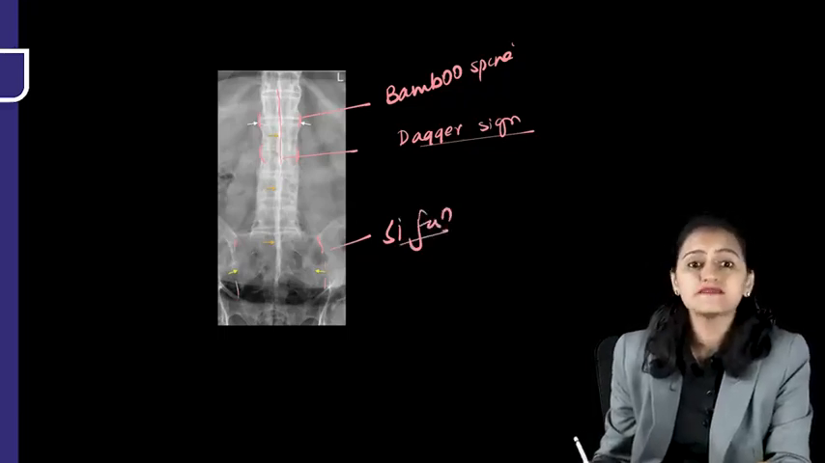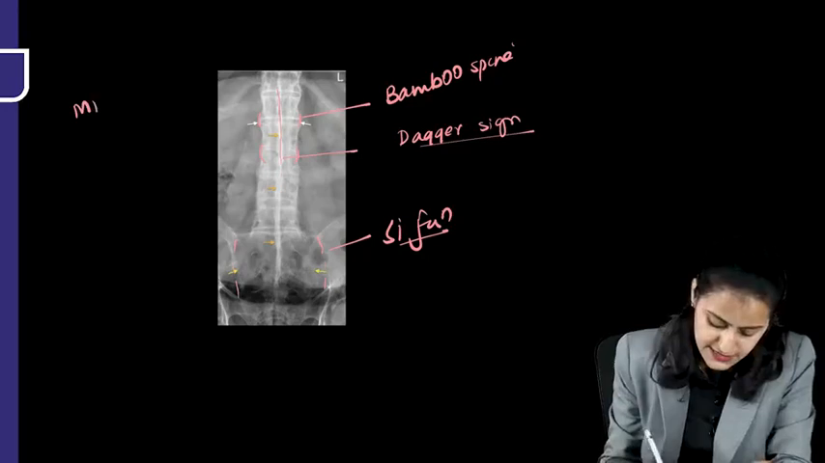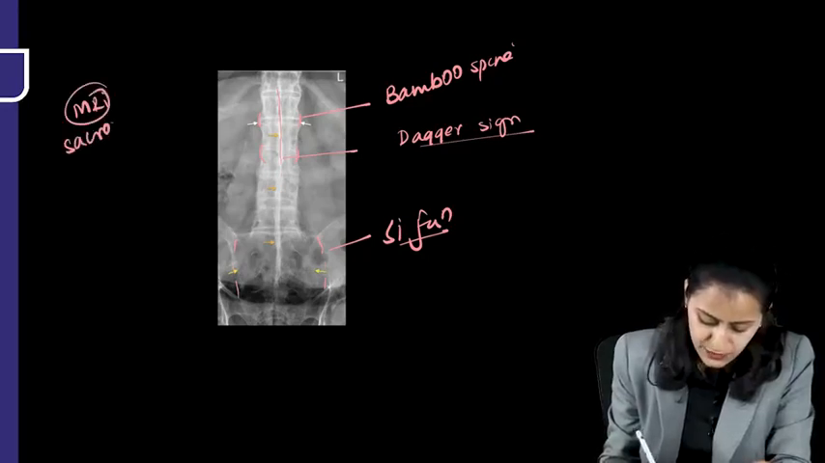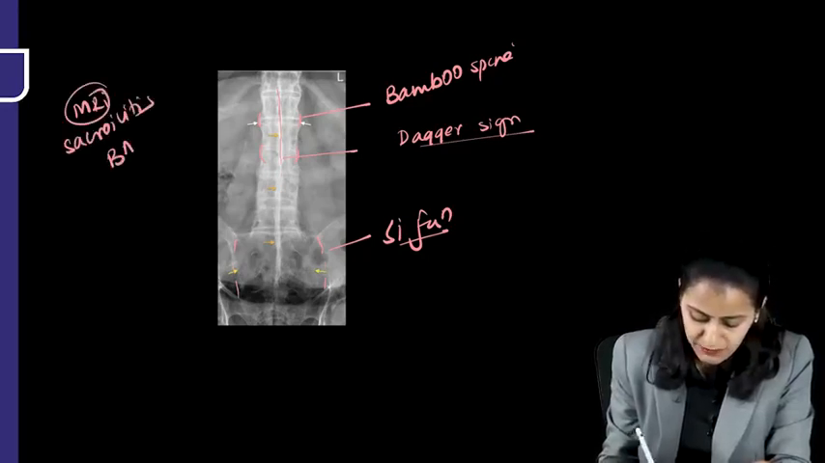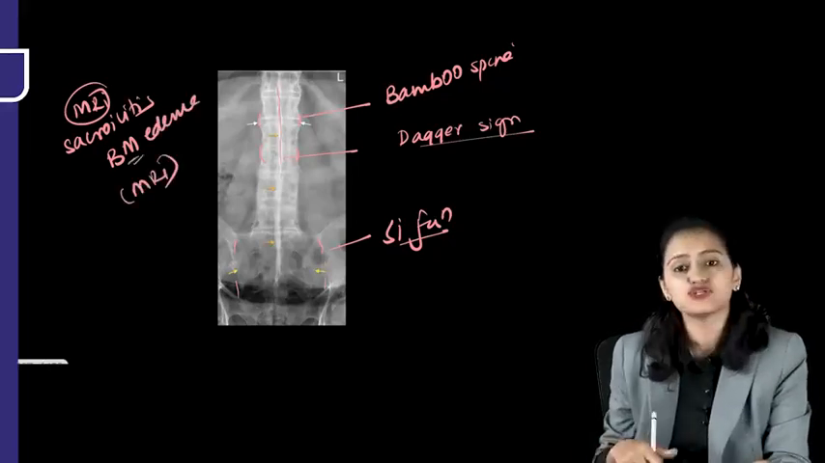What is the most sensitive investigation for ankylosing spondylitis? It is MRI, because sacroiliitis first will have bone marrow edema. For the marrow pathologies, it is MRI which is to be done.